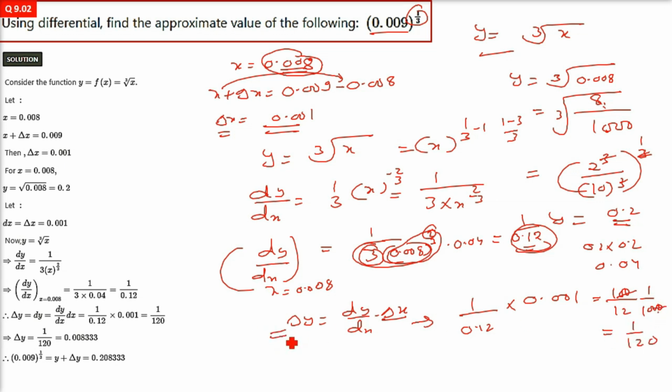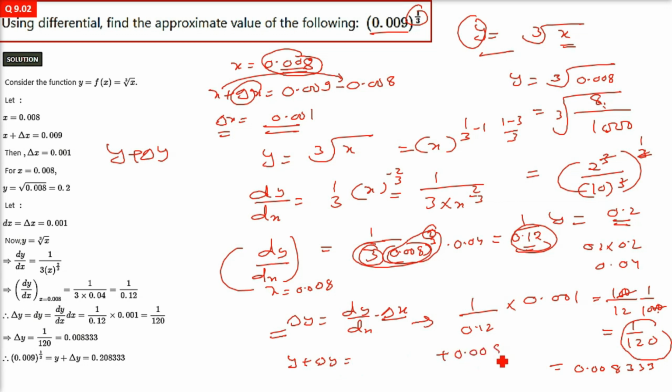Now we have not completed yet, because we have to find y plus delta y, because x plus delta x was our value, and for x plus delta x, what will be y plus delta y? We have just computed delta y, we have to add y to it, and y at x equals 0.008 we have already computed. Delta y was 1 by 120, which is 0.008333. So y plus delta y is 0.008333 plus 0.2, and when you add this, you get 0.208333. This is your final answer.